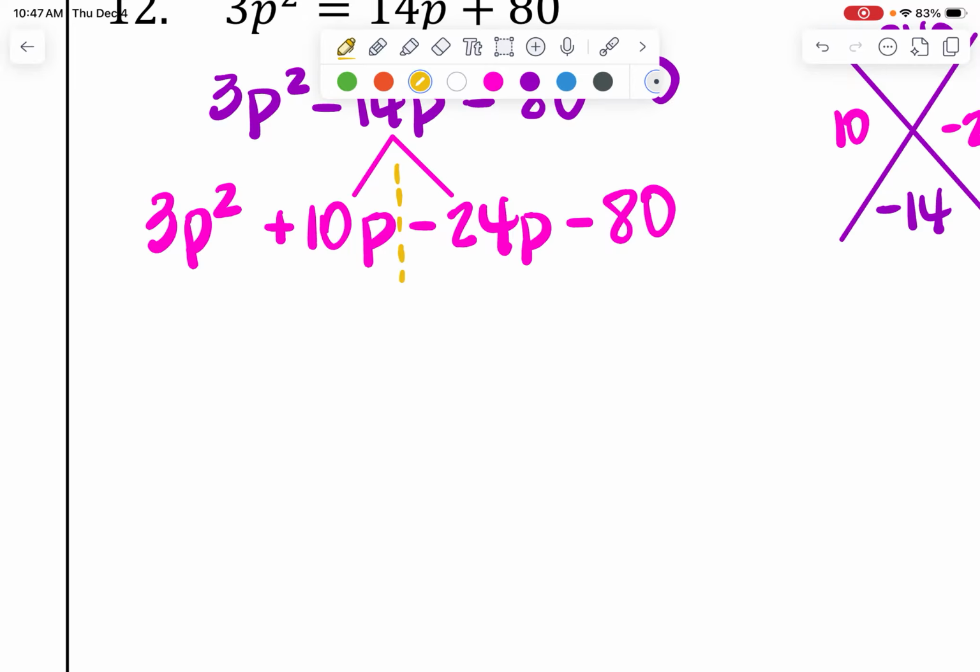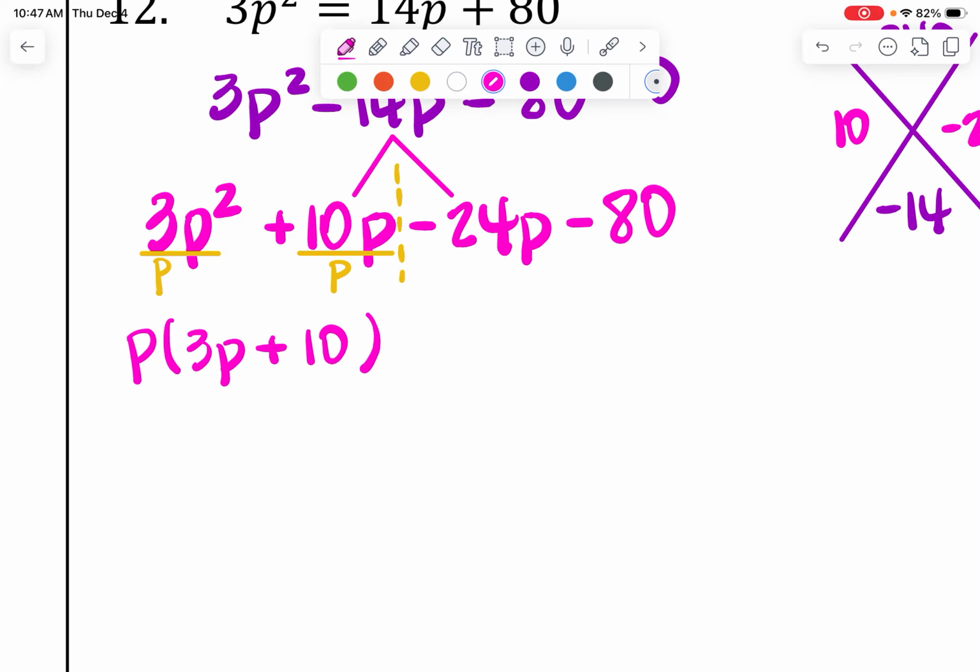And the way that I've written mine, it looks like my left side, these two terms, only have a p in common. So if I divide the p, 1p out of each of these terms, that should leave me with 3p plus 10. Okay.